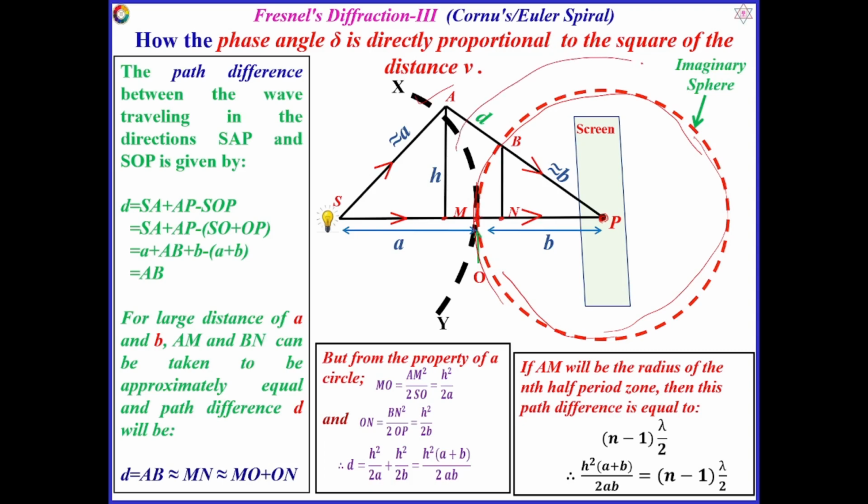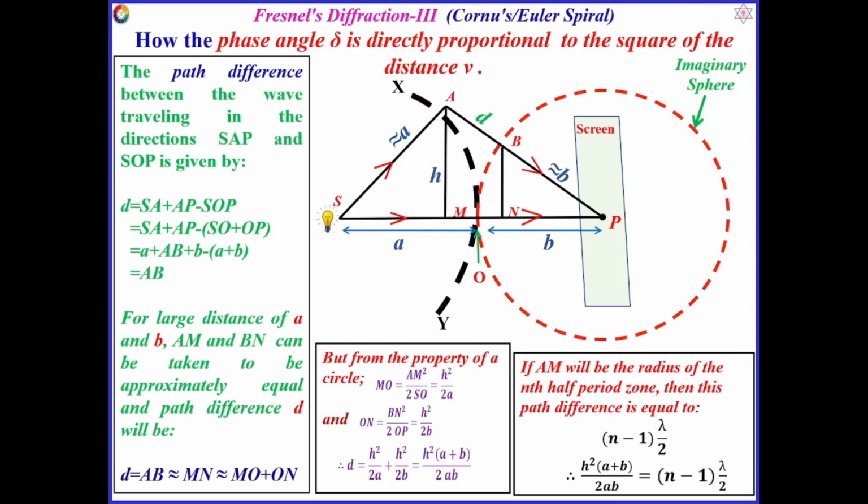If we consider another imaginary circle, it will cut the wavefront and we get another half period zone, like that. We have already discussed how to construct the half period zones in our first video. You can go through video number 1, Fresnel's half period zone.